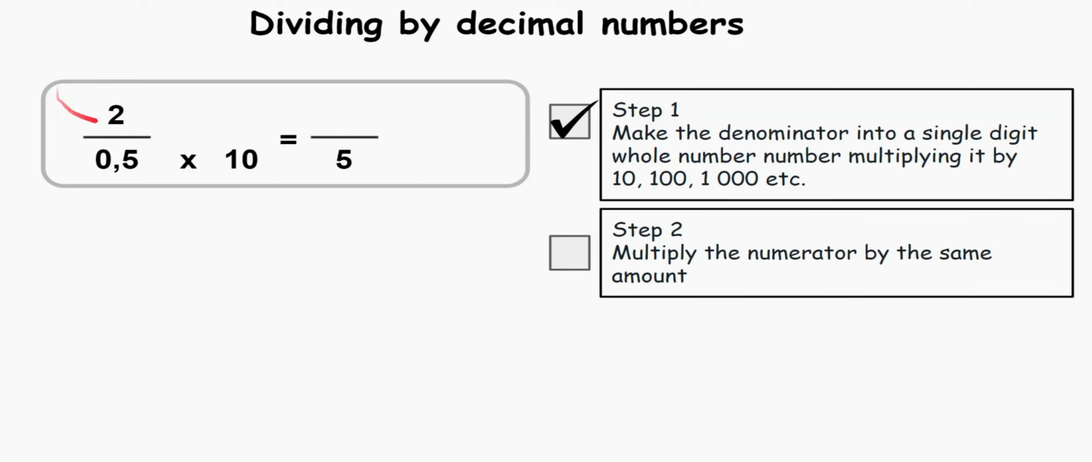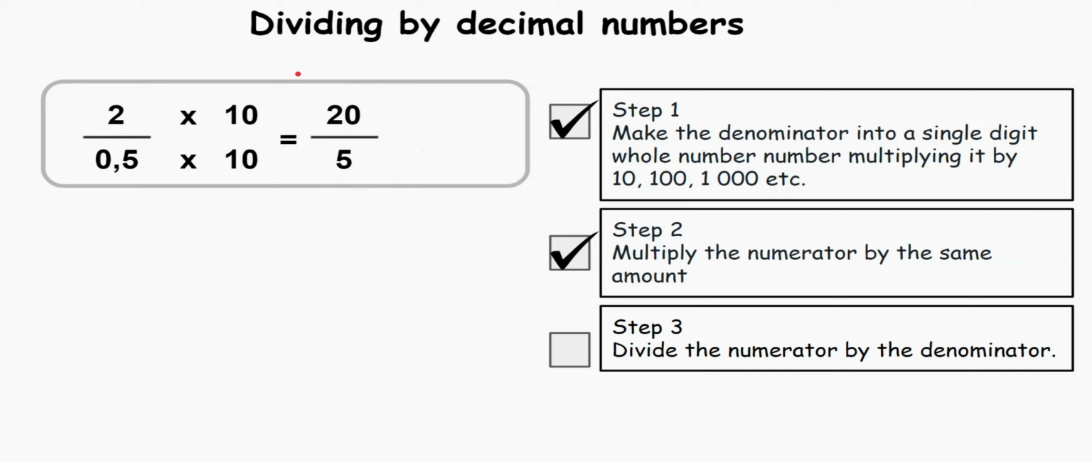We need to multiply our numerator 2, that's our dividend, by the same number we multiplied our denominator by. So that means you'll multiply 2 by 10. Again, 2 multiplied by 10 means we're making 2 10 times greater, which means it will become 20. So we've completed our second step, which is to multiply the numerator by the same amount. So now you can see that you've created a division problem that is much easier to solve.